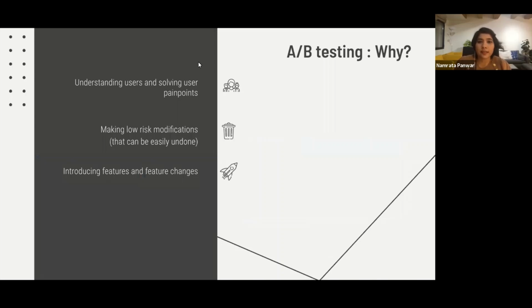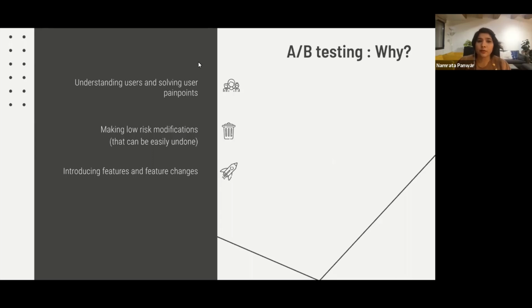Moving on, let's address why people do A/B testing. The first and foremost thing is to really understand users and solve user pain points. Let's assume that you launched a new feature and you see a drastic reduction in the number of users using the feature. That could be a very good indication that there is something wrong with your product and that your users are not happy with it.